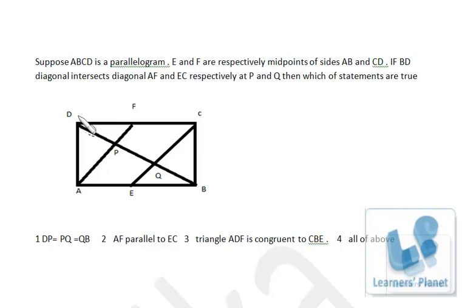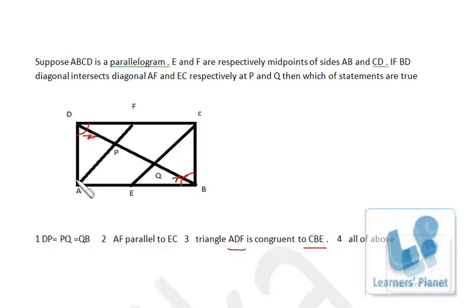That means AB is equal to and parallel to CD, and BC is equal to and parallel to AD. Now, first of all, we see triangles ADF and CBE. This angle is equal to this angle, because opposite angles in a parallelogram are the same. I assume this to be X and this to be X. Both of them are the same.